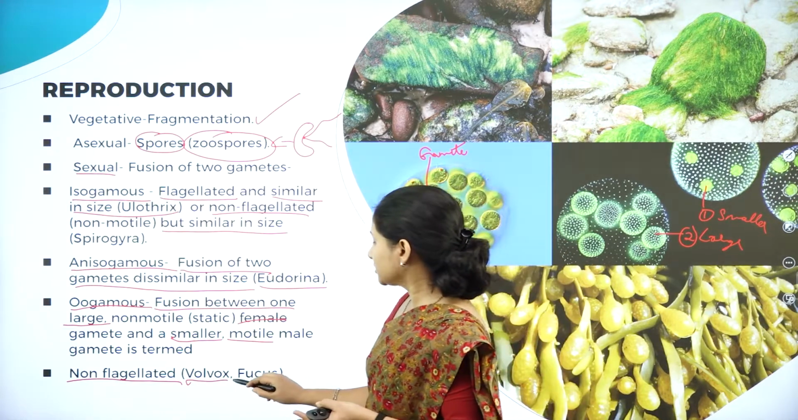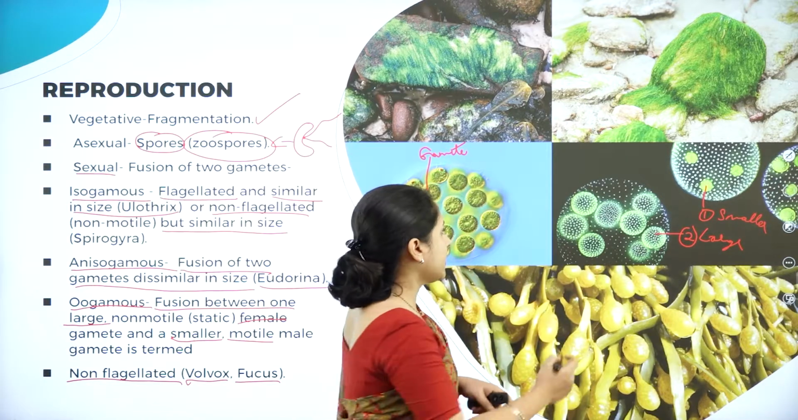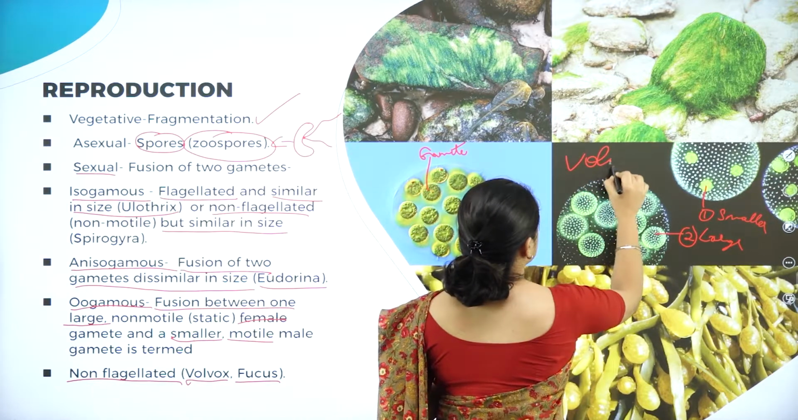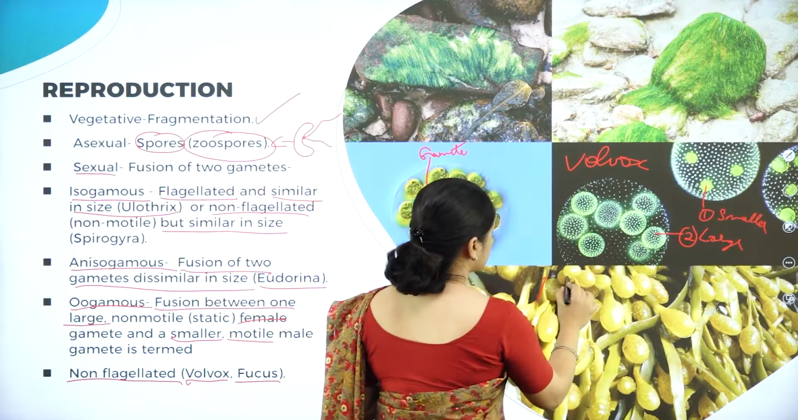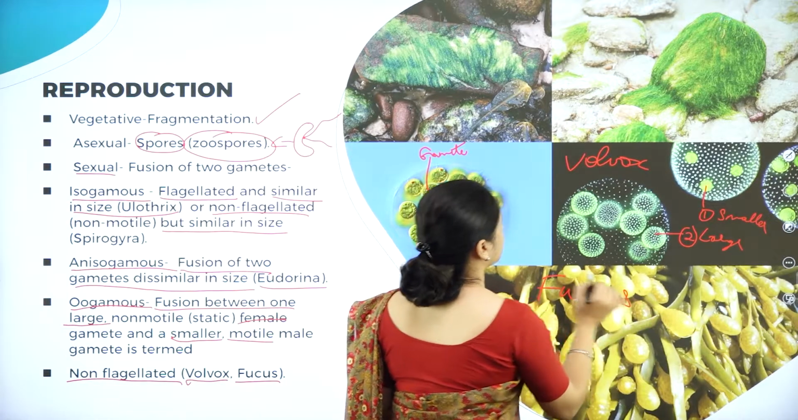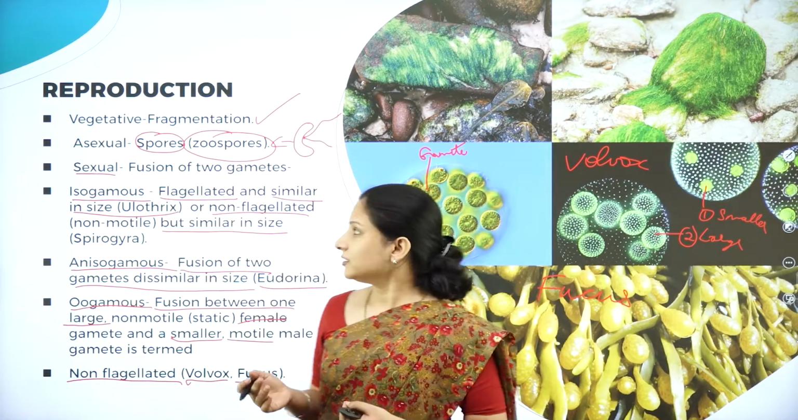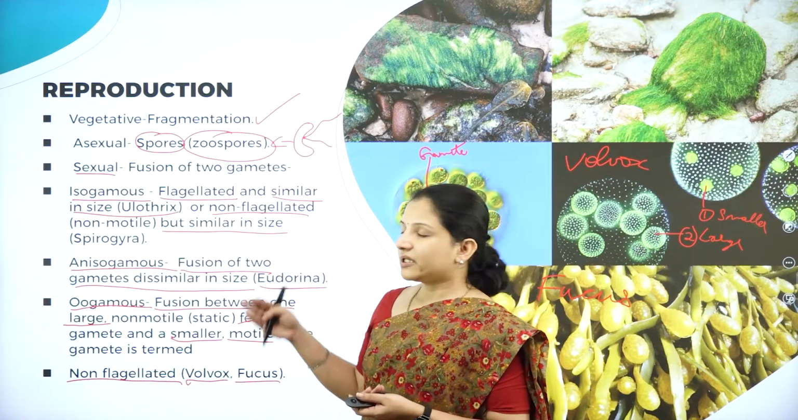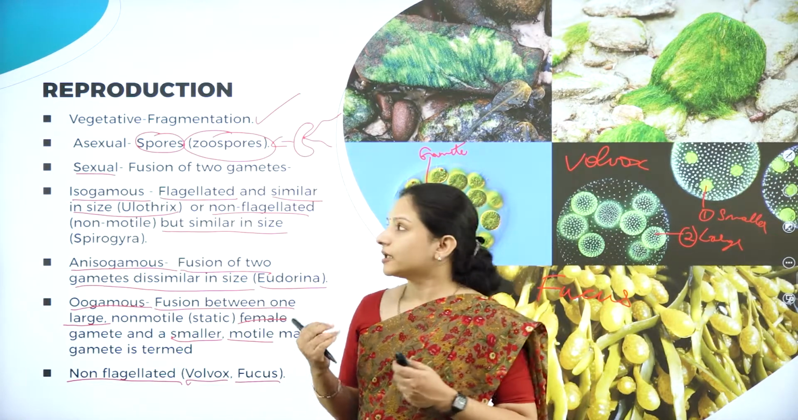The best examples are Volvox and Fucus. So we have Volvox, and one more is Fucus. So these are the different types of gametes that are involved in sexual reproduction.